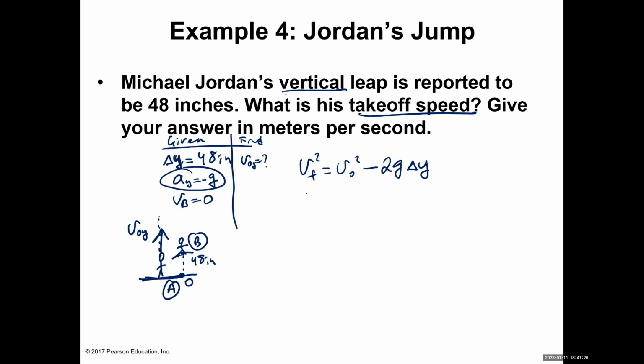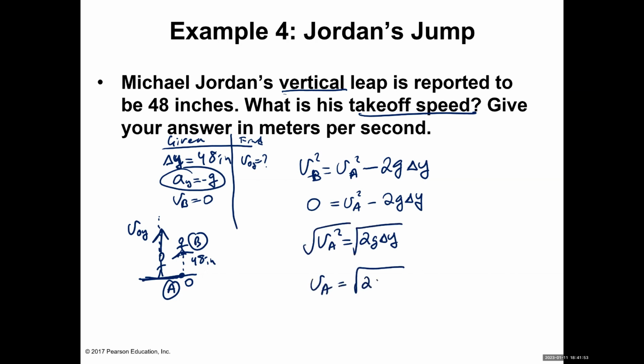All right, final velocity means velocity at B. Initial velocity is velocity at A. We know that final velocity is going to be 0. Initial velocity is what we're trying to find. It's negative 2g delta y. If I rearrange this, then it's going to be VA squared equals 2g delta y. And then all I have to do is square both sides. So VA is equal to the square root of 2g delta y.